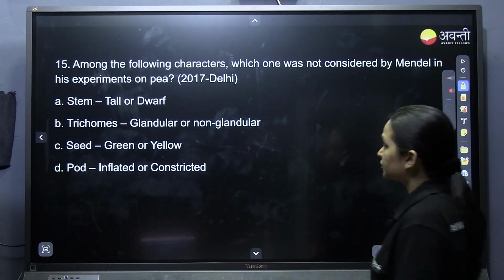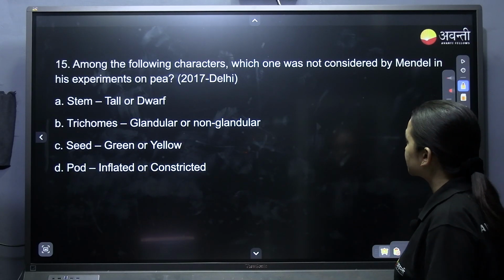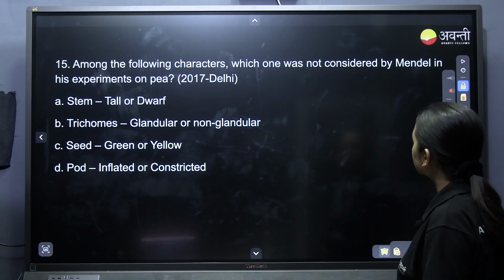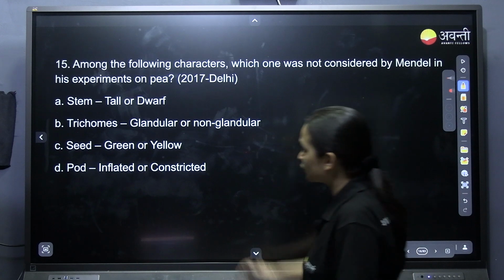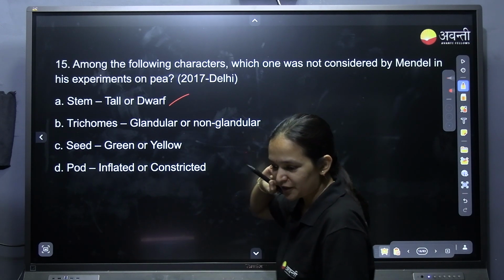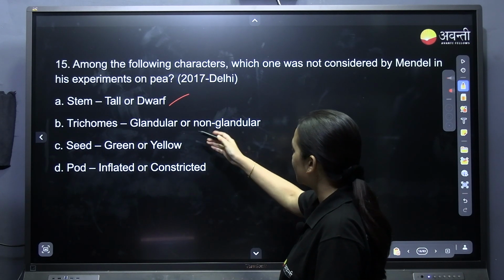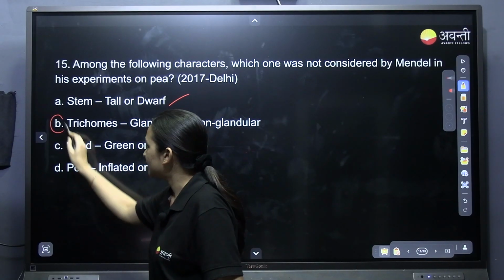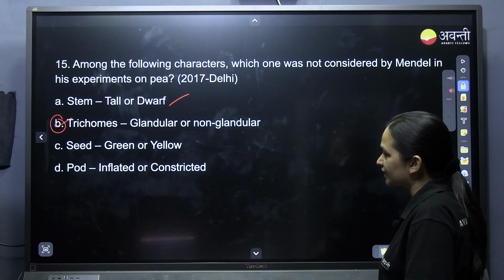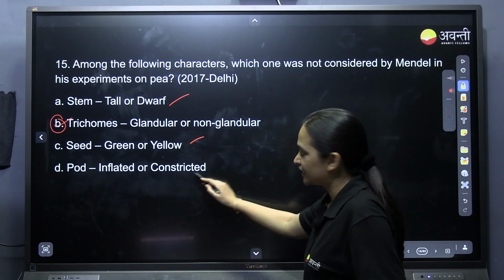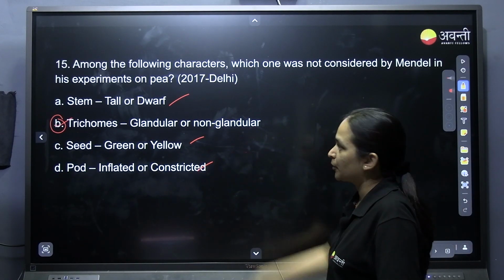Okay, we will see the next question, the 15th. Among the following characters, which one was not considered by Mendel in his experiments on pea? Stem, tall and dwarf? Yes, very good. You already got the answer. Trichomes, glandular and non-glandular, was not there. Seed green and yellow, pod inflated and constricted were there. B was not there.